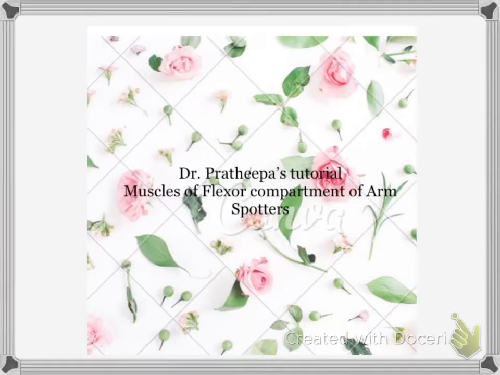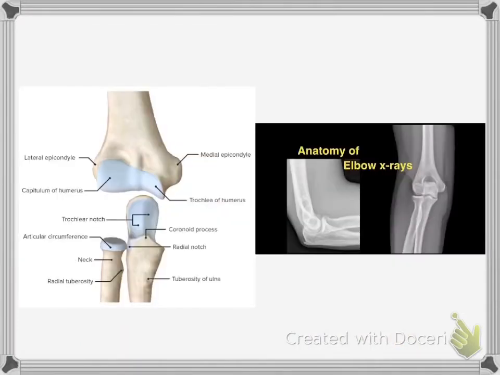Here we are going to see some spotters related to the flexor compartment of arm. First, you should know the bony landmarks of the flexor compartment of arm. Number 1, here we would concentrate more on the radial tuberosity and the coronoid process of ulna. These two are important. Here we will see this is the shaft of the humerus, this is the coronoid process of ulna, and this is the radial tuberosity.